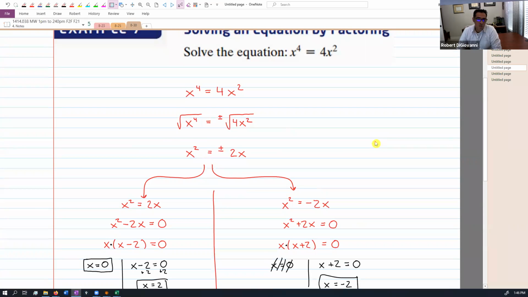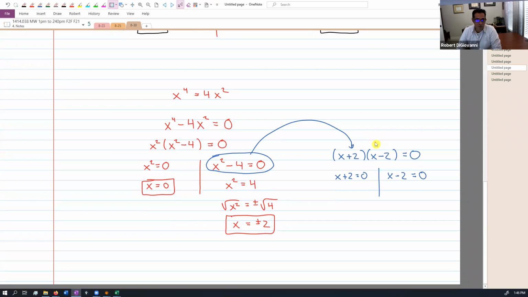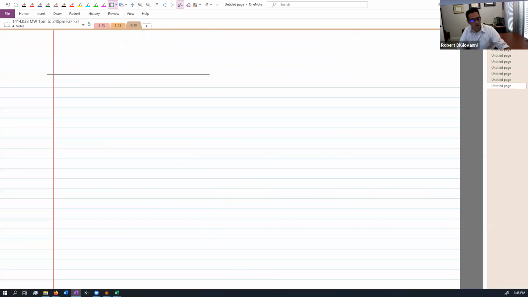Let me show you the incorrect way to do this, which is very dangerous, and I see it happen a lot even in my calculus classes. All right, x to the 4th equals 4x squared. So here's the step that students will make that is wrong. The first thing they do is they divide both sides by x squared. Now that may seem like it's an okay algebra move.